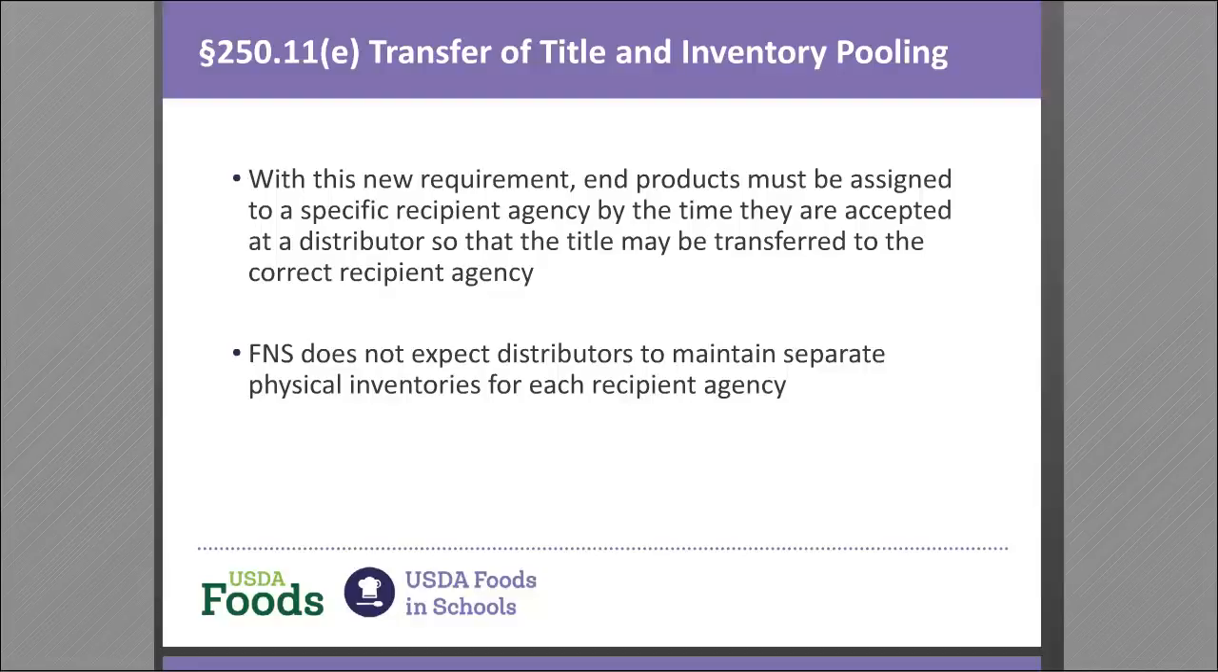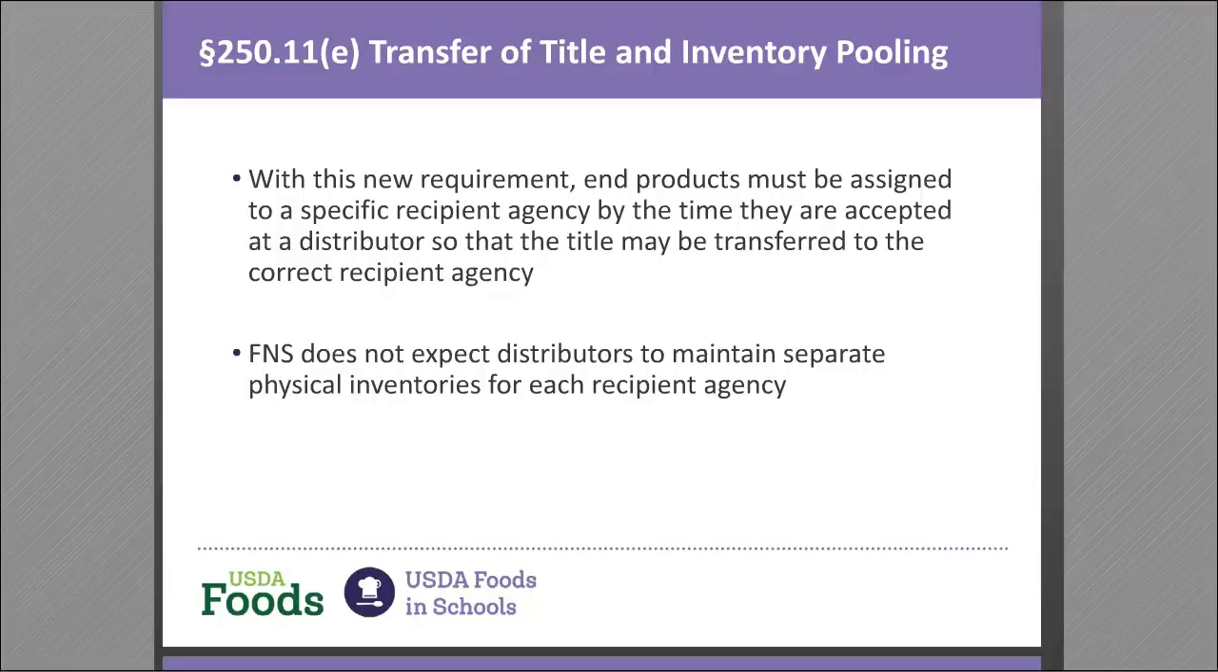This change will permit processors to draw down recipient agencies' inventory on their monthly performance reports once the products are delivered and accepted at the distributor acting as the recipient agency's agent.